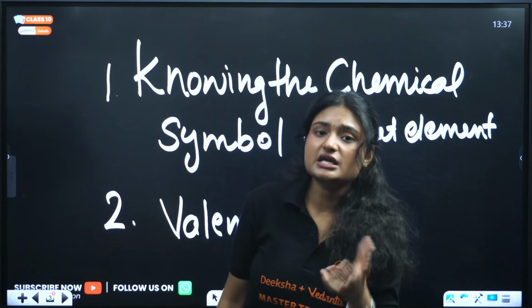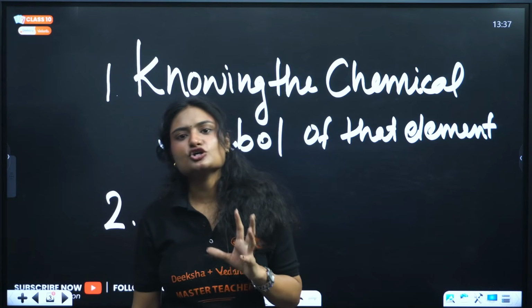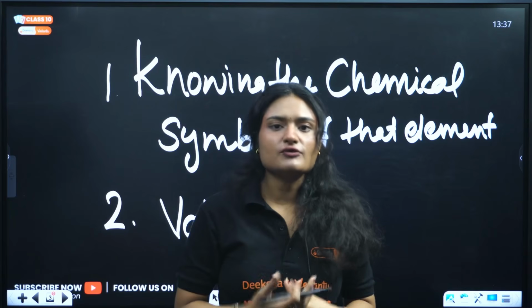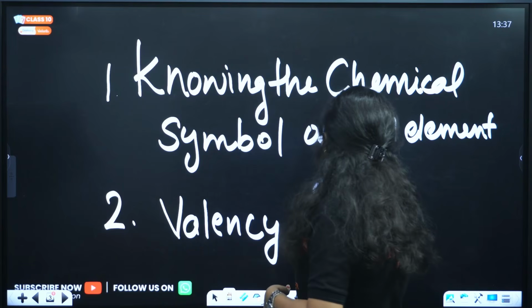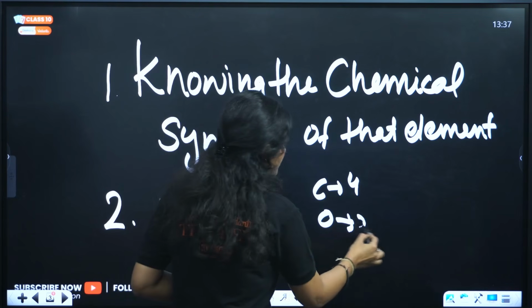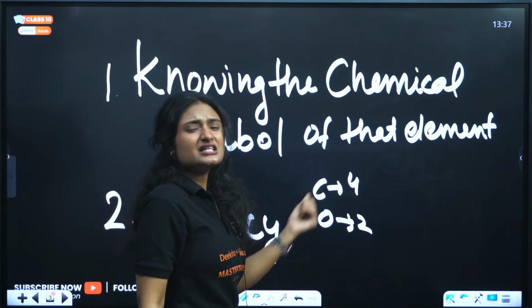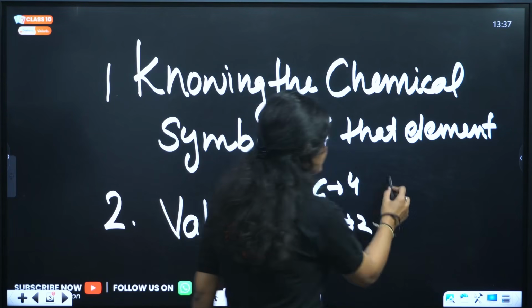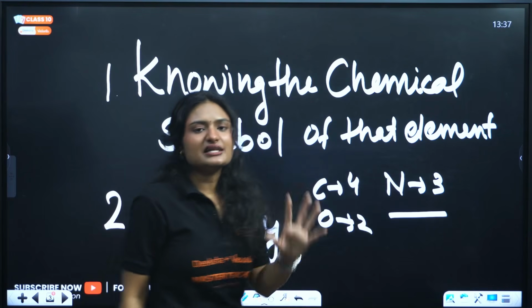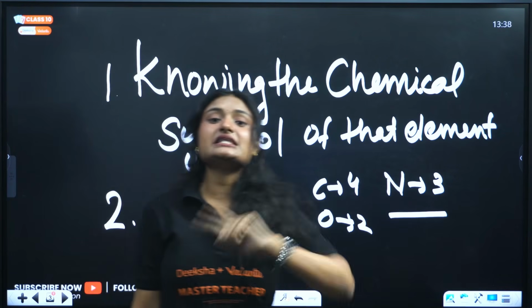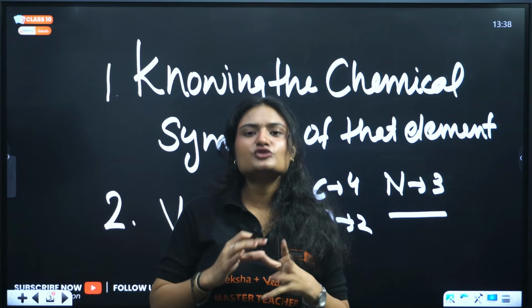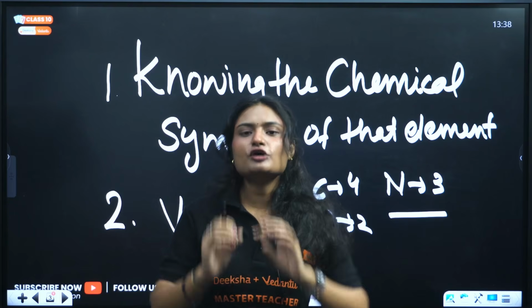Next is valency. Valency is the combining capacity of any element, right? That means how many bonds an element can form. For example, carbon can form up to 4 bonds, and similarly, oxygen can form 2 bonds. That means the valency of carbon is 4, the valency of oxygen is 2, and the valency of nitrogen is 3. Clear? So that is the valency. You should remember the valency and the chemical symbol of that particular element. Only then you will be able to write the chemical formula of any compound.